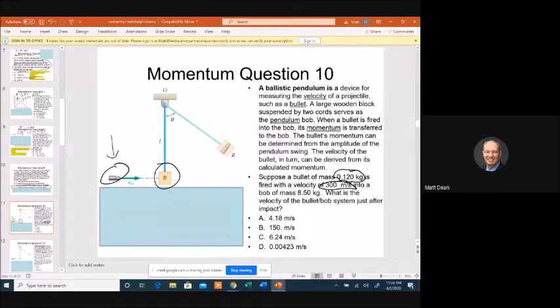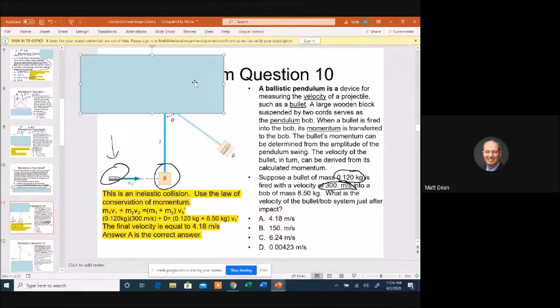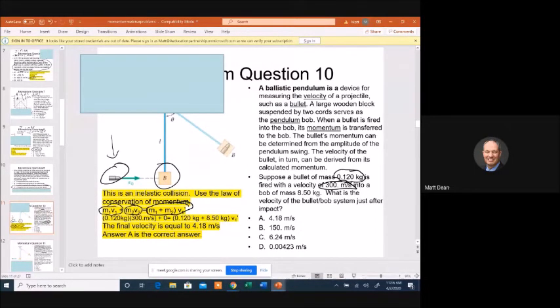So this is going to be a conservation of momentum problem. Going to look something like this. It's an inelastic collision. These objects stick together. So again, we're using the idea of conservation of momentum. Momentum before equals momentum after. So we're going to put in the mass of the bullet and its initial velocity. The momentum of the bob before is zero. After the collision, the two objects are combined. So we combine their masses, mass of bullet plus mass of bob, and we're trying to find their combined velocity after the collision. Solve that out for V1, and we end up with a final velocity of 4.18 meters per second. So we're looking at answer A.